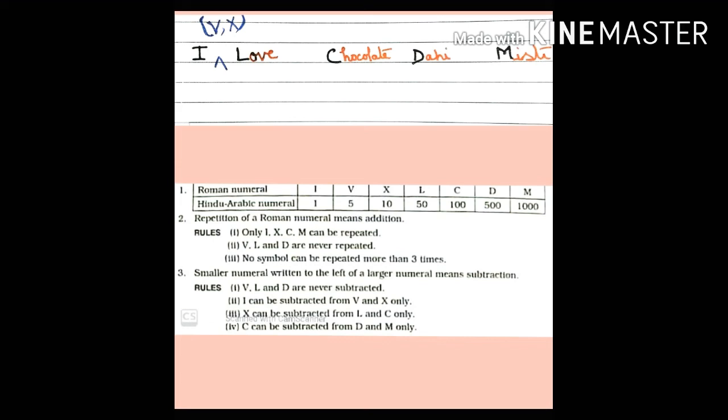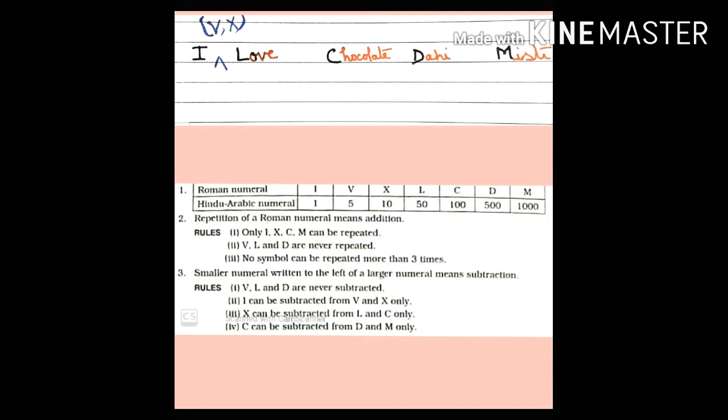But before that, let's learn a fun way to remember these symbols. For example, since I like sweets very much, I remember it as such: I love chocolate, dahi, and mishti. So V and X we usually remember. I is for 1, L for 50, C for 100, D for 500, and M for 1000. So we know the 7 symbols used in Roman numbers.